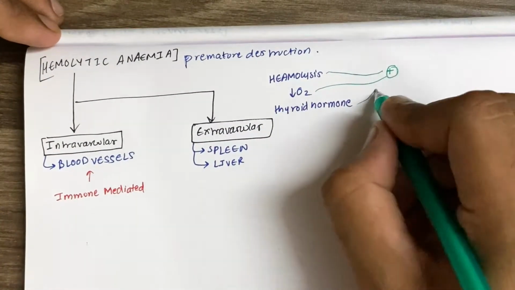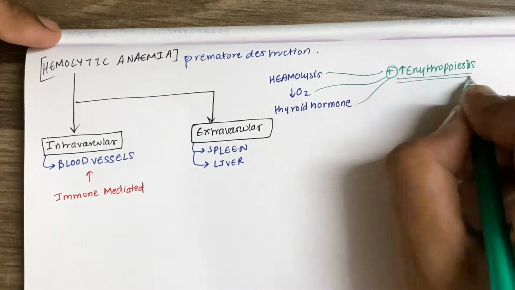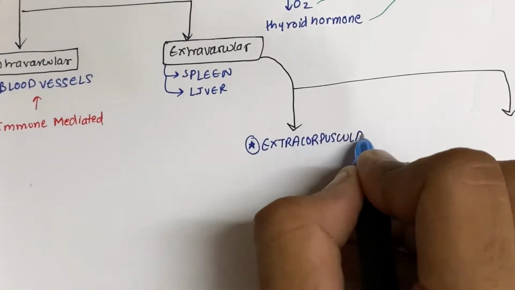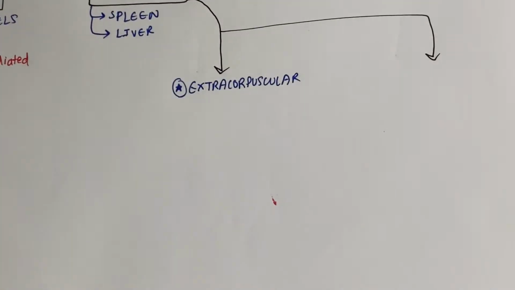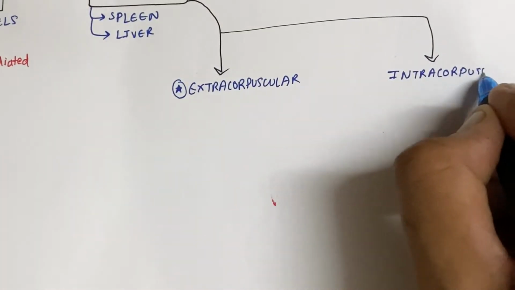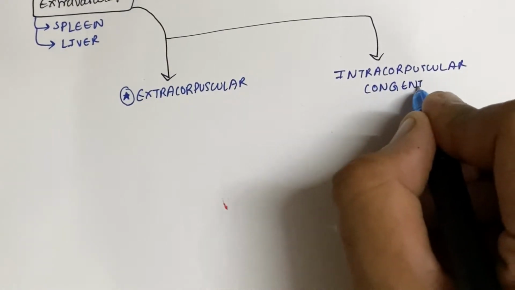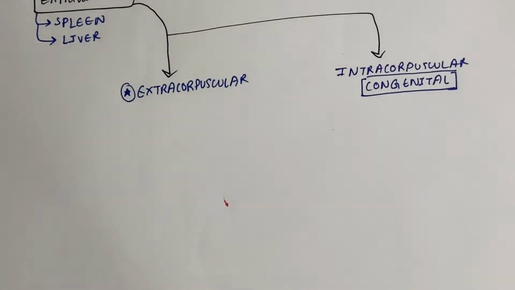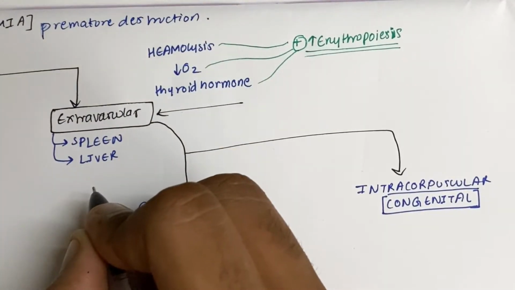So erythropoiesis, which is formation of RBCs, can be triggered by three different phases. It's called as hemolysis, hypoxia, and thyroid hormone. Extravascular can be divided into two different phases. It is called as extracorpuscular and intracorpuscular. Intracorpuscular is mostly congenital, which means it can be transferred from your parent to you.